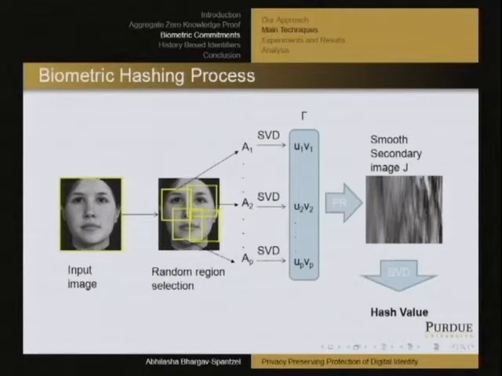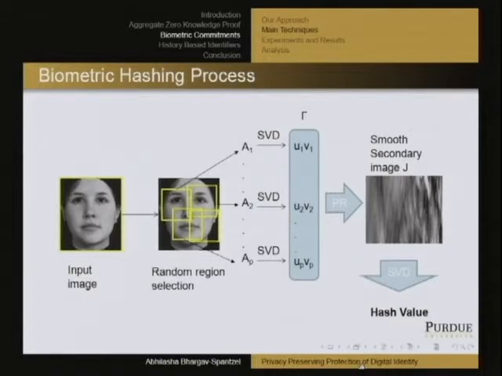Each of these squares is converted into a matrix, which is used to extract the most significant features, which are called the eigenvectors. So we take the largest eigenvectors for each of these sub-images. Then these are pseudo-randomly combined to form a secondary image, which is again used with the singular value decomposition to get the final hash value.